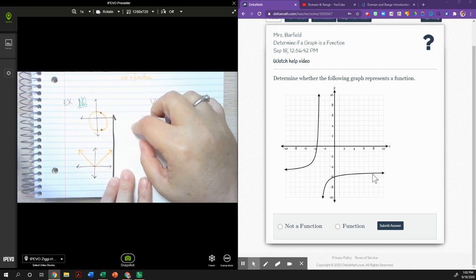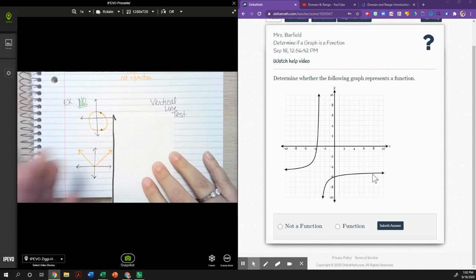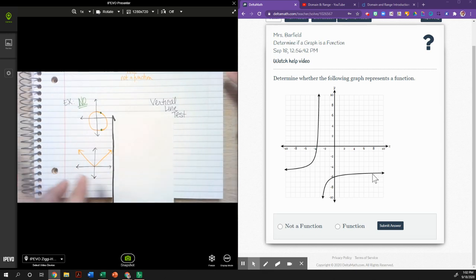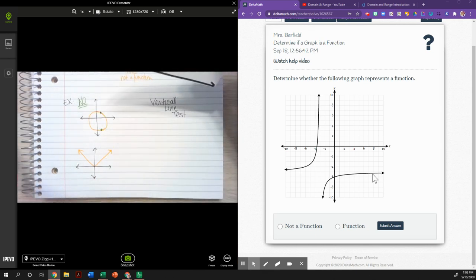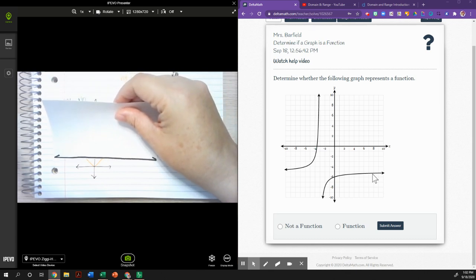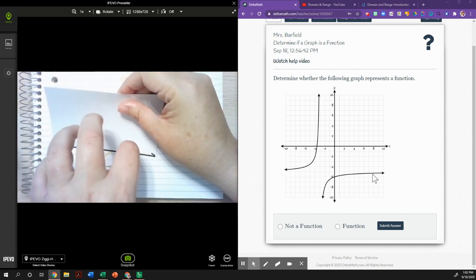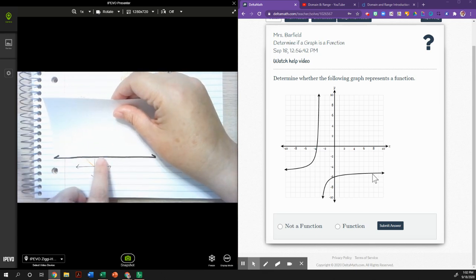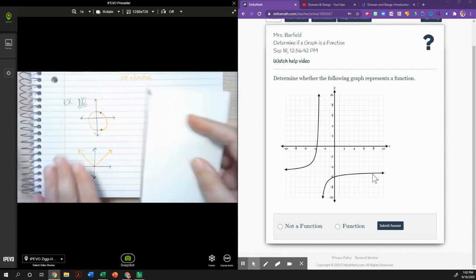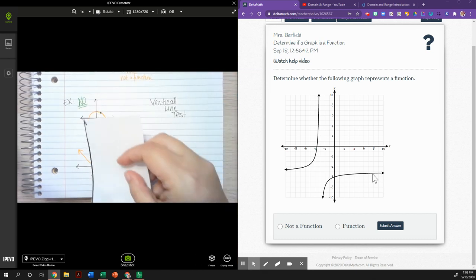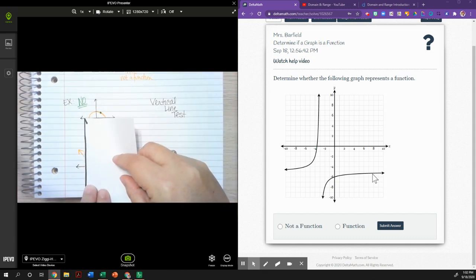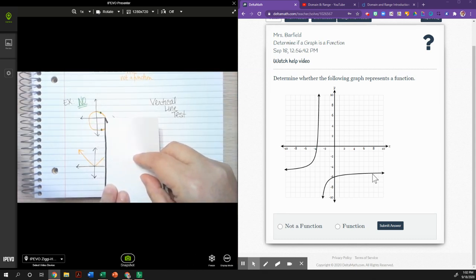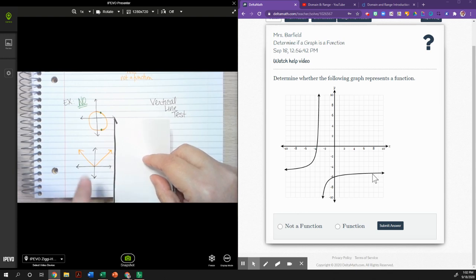Now look how easy it would be. Imagine if I were to turn my notebook, or let me just turn my line. See, that would be, I would say no, if my picture was turned, because there's 1, 2. But because this is my picture, straight up and down, and this is my vertical line, it only crosses one time. So yes, that is a function.